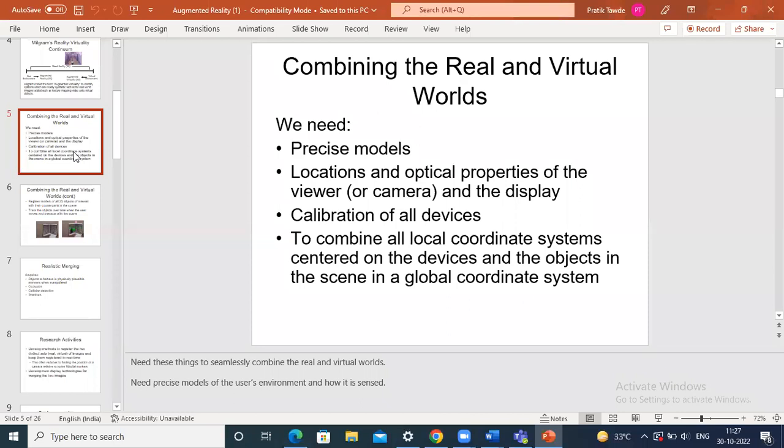So you will require a precise model, and the location and optical properties of the viewer or camera. A display is also required, very much important. Calibration of all devices is needed, and you have to combine all local coordinate systems, centered on the devices and the objects in the scene, into a global coordinate system.